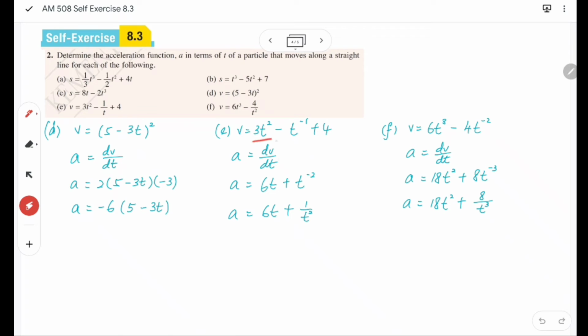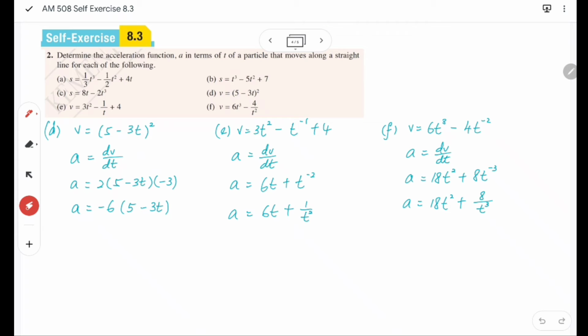A equals 6t, and then negative times negative 1, so we get positive t to the power of negative 1 minus 1, and I get negative 2. And the 4 after derivative will become 0. So writing back the function A, we get A equals 6t plus 1 over t squared.